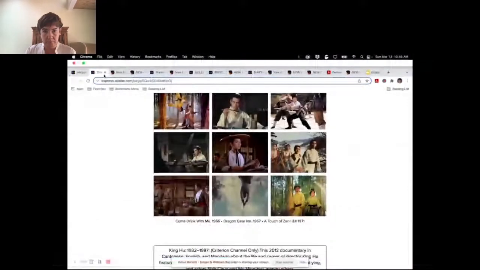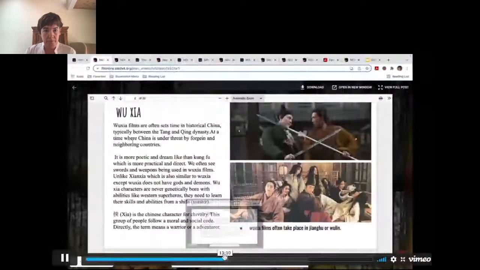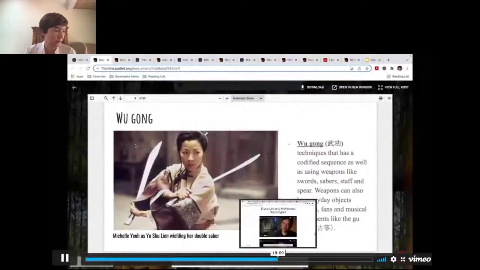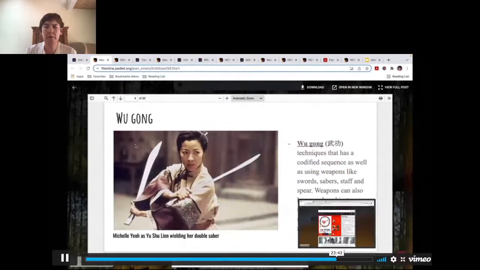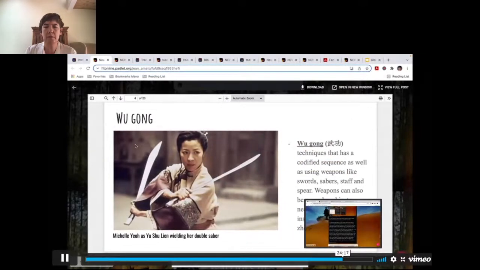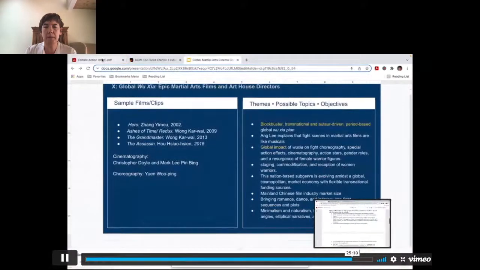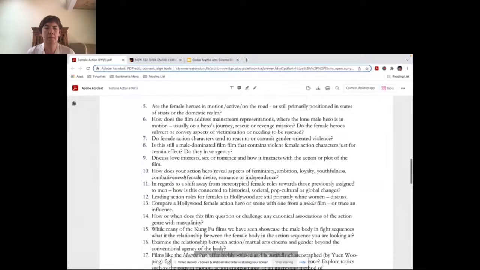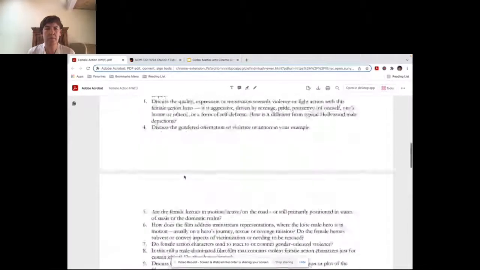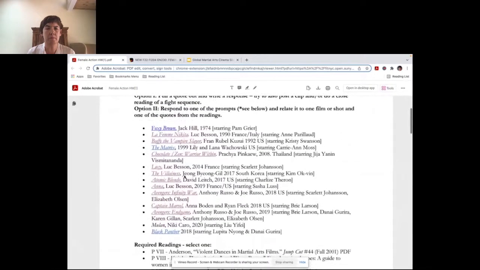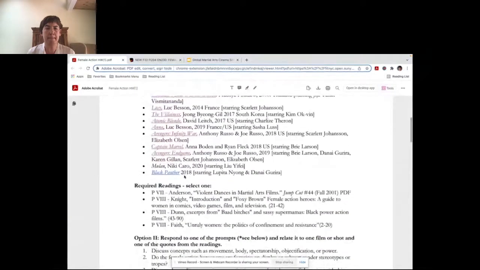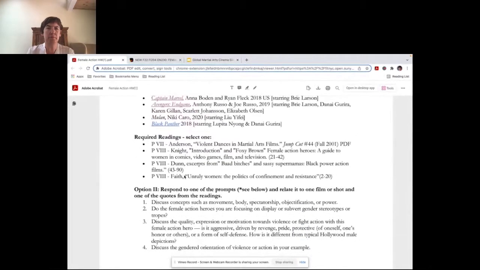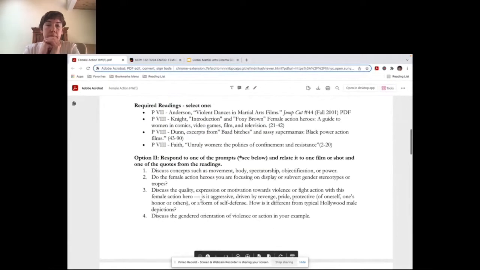But in this unit, what you'll see arising is, for example, a full action hero mixed martial arts unit, and then we do one on a female action star, and in that one they get a choice of many options. They can also pick a film not mentioned. They watch it on their own. They bring in a clip, and then they pick a reading where they have different options, as you can see, and then they may go into many different directions.